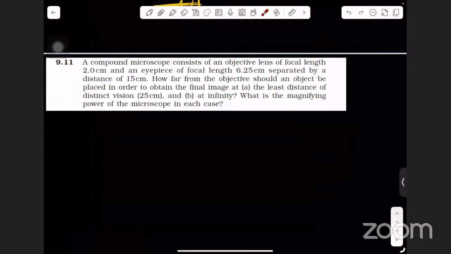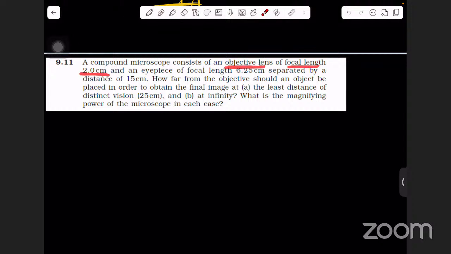Let's move on to the 11th question. A compound microscope consists of an objective lens of focal length 2 centimeters and an eyepiece of focal length 6.25 centimeters separated by a distance of 15 centimeters. How far from the objective should an object be placed in order to obtain the final image in two cases: the least distance of distinct vision in the first case, and in the second case, the image is obtained at infinity? And what is the magnifying power of the microscope in each case? Okay, so let's first go with the first case.